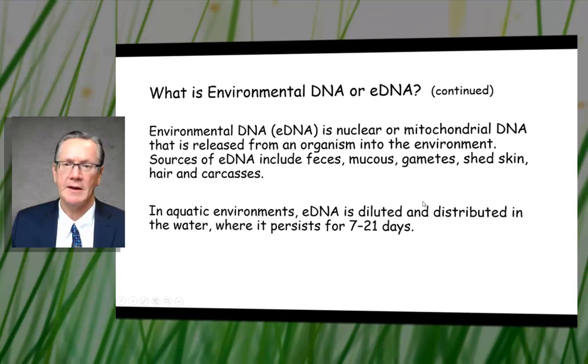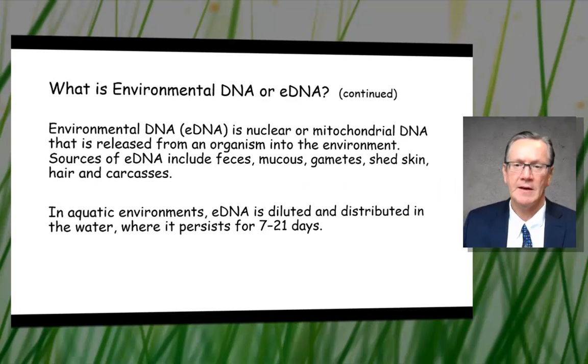Environmental DNA is nuclear or mitochondrial DNA that is released from an organism into the environment. Sources of eDNA include feces, mucus, gametes, shedding skin, hair, and carcasses. In aquatic environments, eDNA is diluted and distributed in the water, where it persists for a maximum of 7 to 21 days.